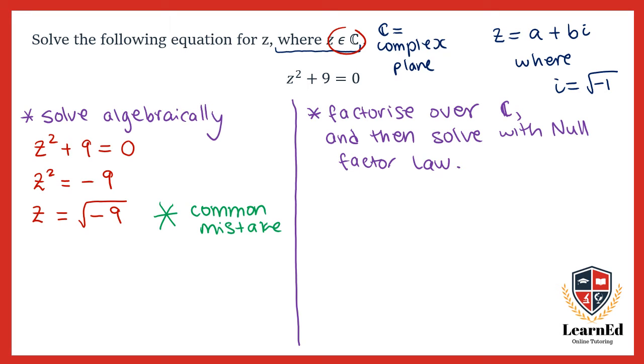The common mistake here is that when we square root, we always have to remember to put the plus and minus. So you want to try to either really drill it into your mind that every time you square root both sides of an equation, you always have to put a plus minus there.